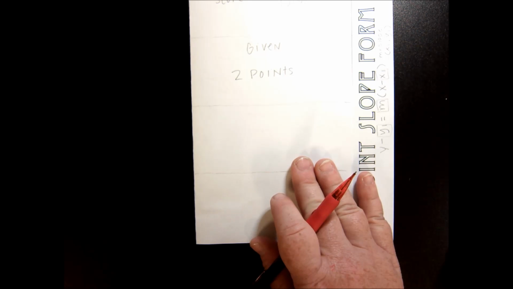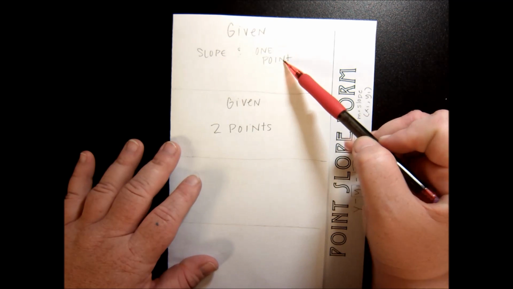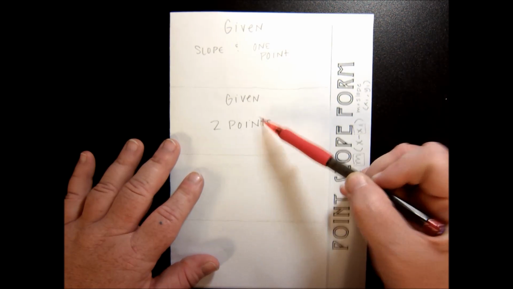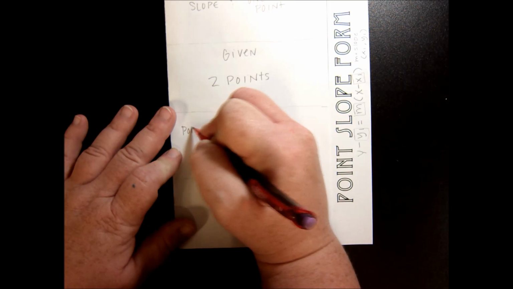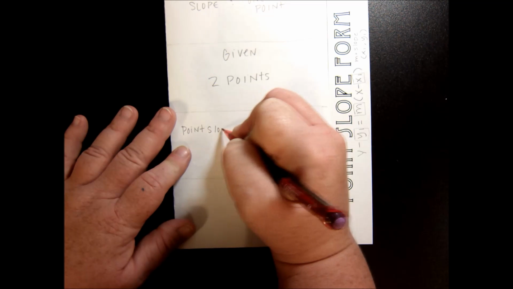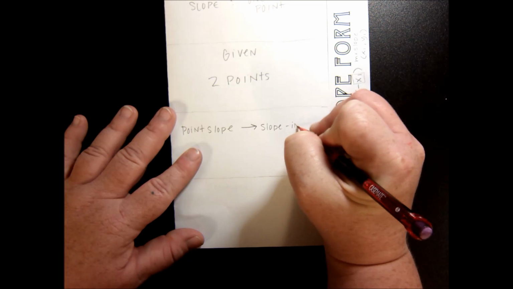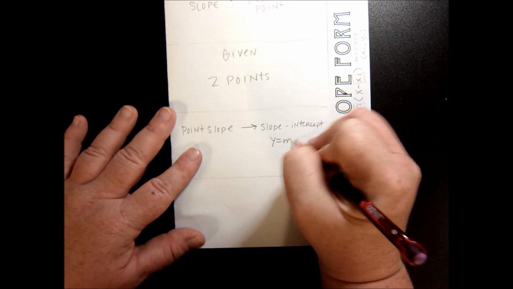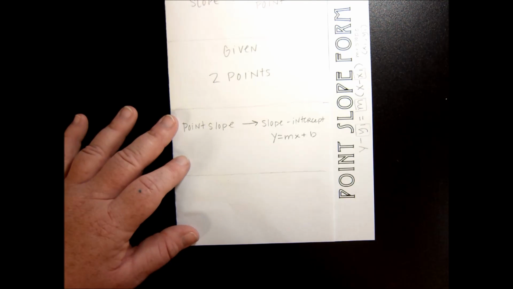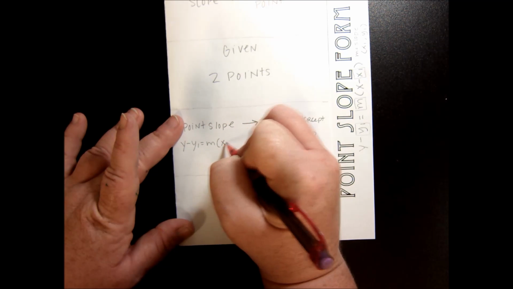Alright, let's look at the third section. So now that we've found the equation in point-slope form, given a slope and a point, and then given 2 points, now we're going to take that point-slope form and change it into slope-intercept form. So we'll just practice taking point-slope form and changing that into slope-intercept. In case you don't remember what slope-intercept form is, it's y equals mx plus b. And that's coming from this point-slope, which is y minus y1 equals m times x minus x1.